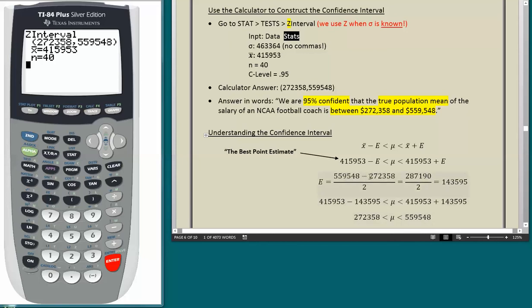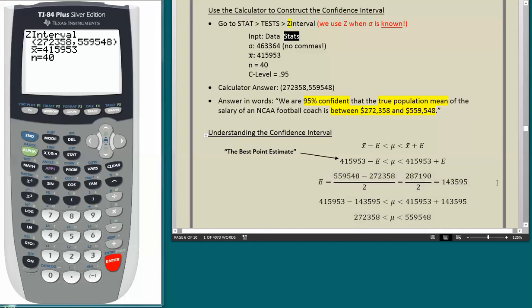minus the low end of the confidence interval, and that we got right from this, this is what the calculator gave us. These numbers are the same up here. 272,358. So that goes in the numerator and you divide by 2. And if you work that out, you get 143,595. So that's the margin of error. And that's actually dollars. So we would say $143,595. So that is the margin of error. And again, we found it the shortcut way. We backed into it. And the fact that the calculator had found the confidence interval for us allowed us to back into the margin of error.